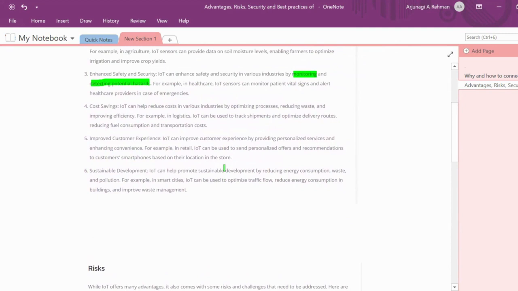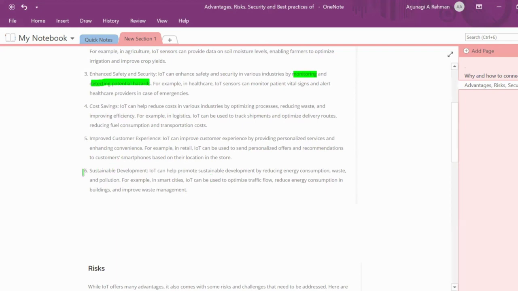Fifth point is improved customer experience. IoT can improve customer experience by providing personalized services and enhancing convenience. For an example, in retail, IoT can be used to send personalized offers and recommendations to customers' smartphones based on their location in the store. So I guess it was a very good example. So I won't take another example.